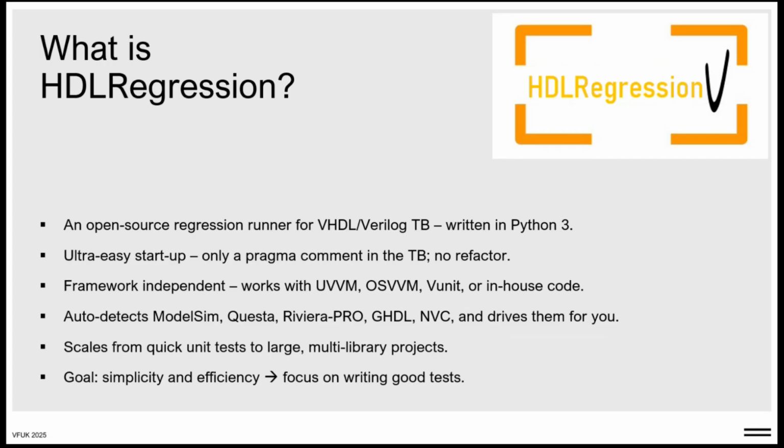Now, moving on with HDLRegression. HDLRegression is a free and open source regression runner. It's written in Python, and the focus is simplicity. So we want to focus on writing good test cases and not use lots of time on scripts. And the startup is very easy. One only needs to add a comment pragma in the test bench. And the tool is framework independent, meaning you can use UVVM, OSVVM, VUnit, or any other in-house testing framework. And it supports several simulators, and more are coming.